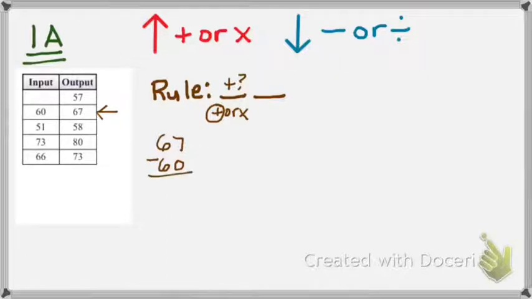Let's see what I get. 7 take away 0 is 7. 6 take away 6 is nothing. So maybe my rule is plus 7. As always, I have to check my rule to make sure that it works.